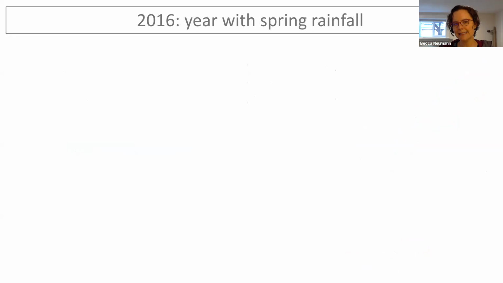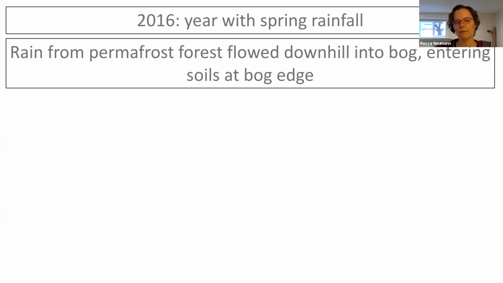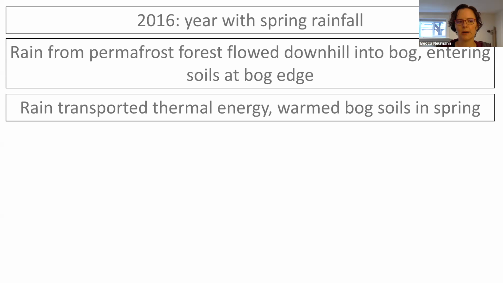So in 2016, we had spring rainfall. That rain fell across the landscape, and water from the permafrost forest flowed downhill into the bog and entered the soils at the bog edge. That rain transported thermal energy because in these northern latitudes, air temperature in the spring is warmer than the soil temperatures, and so the rain is warmer than soils in the springtime. So this warmed the bog edge soils.